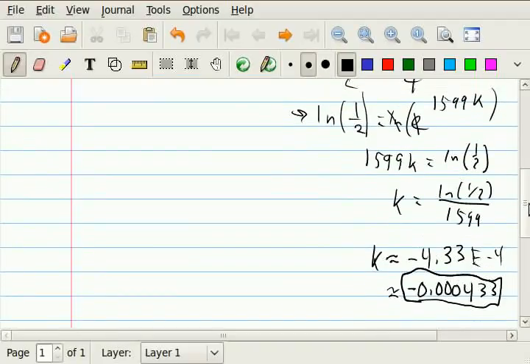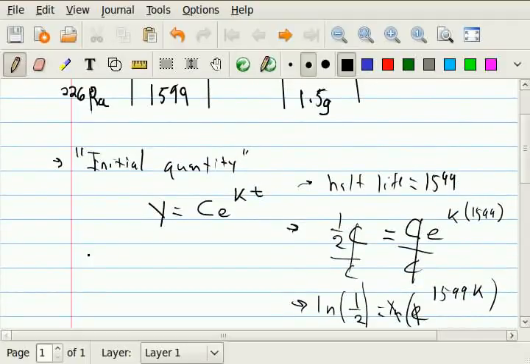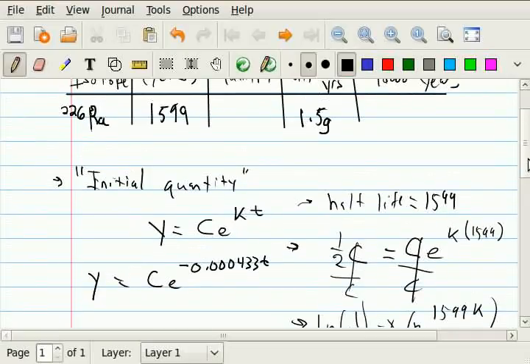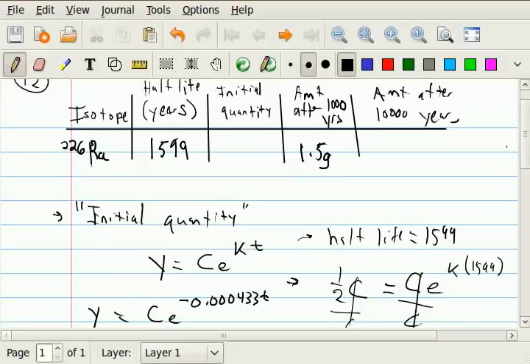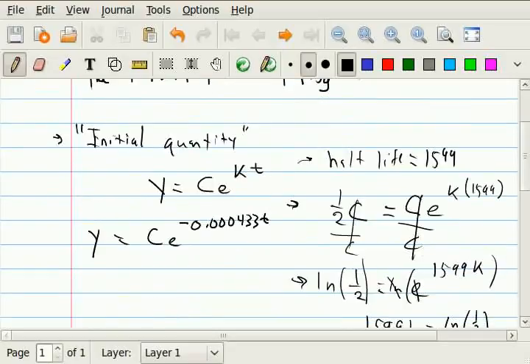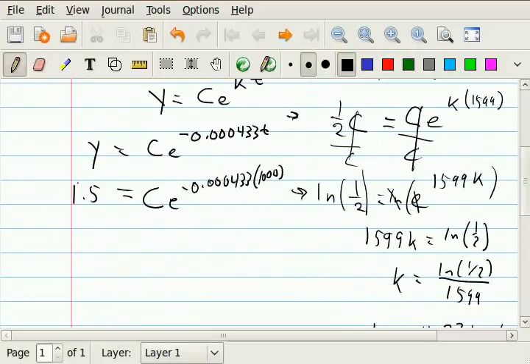Well, having that growth rate really helps us a lot. So what we can do is say, really this model is c times e to the power negative 0.000433 t. And now we're going to be able to find the initial quantity because we know how much we have after 1,000 years. We know that when t is 1,000, we're going to have only 1.5 grams. So when t is 1,000, we'll have 1.5 grams.